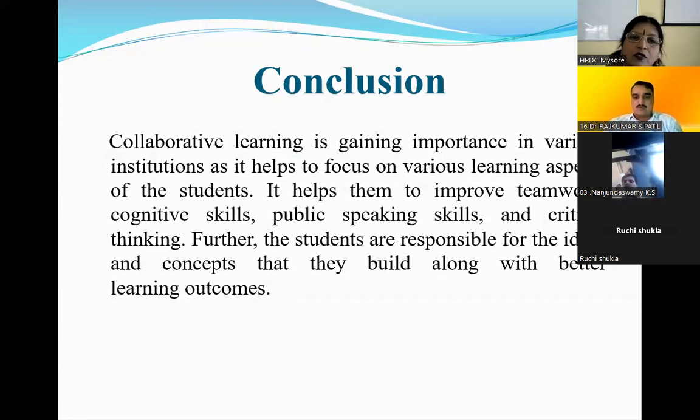So I conclude by saying collaborative learning is gaining importance in various institutions as it helps to focus on various learning aspects of the students. It helps them to improve teamwork, cognitive skills, public speaking skills, and critical thinking. Further, the students are responsible for the ideas and concepts that they build, along with better learning outcomes.